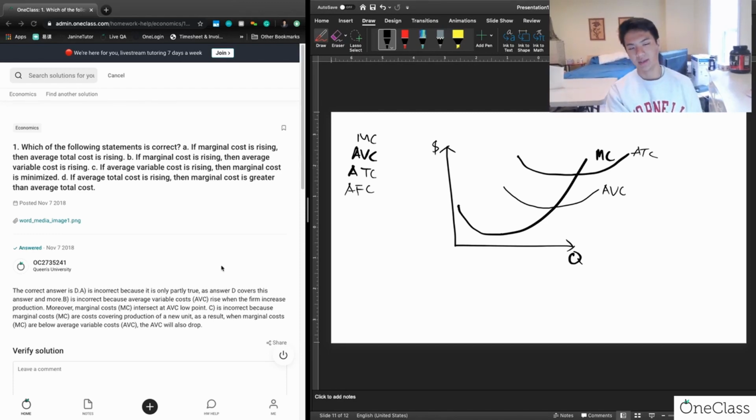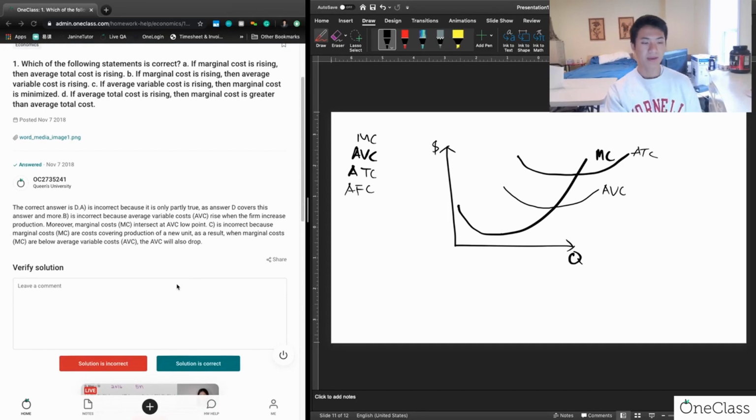Let's take a look at the answer choice by the previous tutor. They said that the correct answer is D. A is incorrect because it is only partly true, as answer D covers this answer and more. So again, A is not entirely true because there's a point in time where if marginal cost is rising, then average total cost is rising, but not all points.